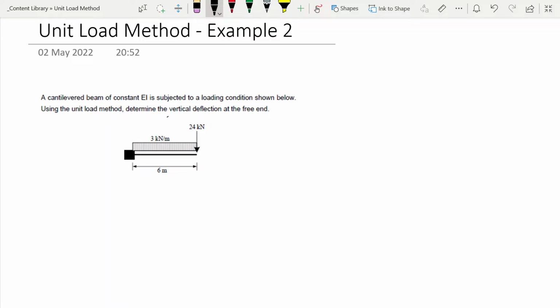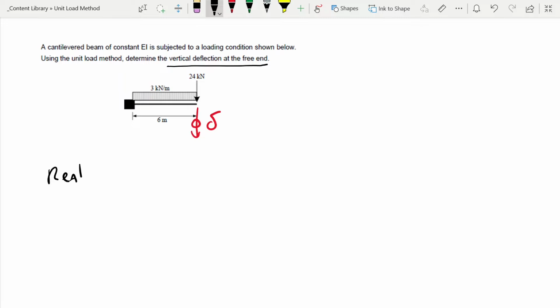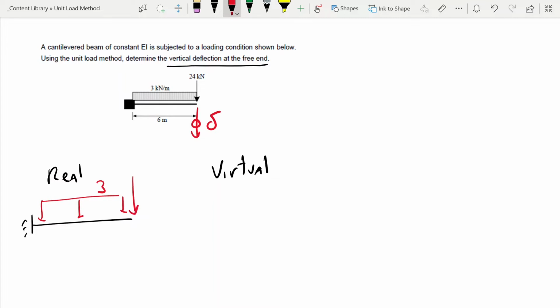In this case we want to find out the vertical displacement at the free edge, so we're trying to find this displacement here, delta. So similar to the previous case, we need to split this into the real and the virtual structure. The first thing is to define the real one as the exact structure that we are presented with. So UDL of 3 and then a point load of 24. And now the virtual structure has nothing more than 1 kilonewton at the end of the beam.